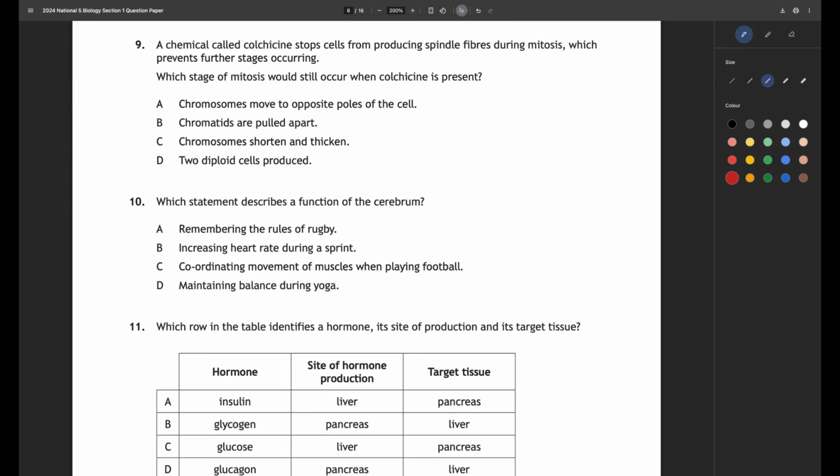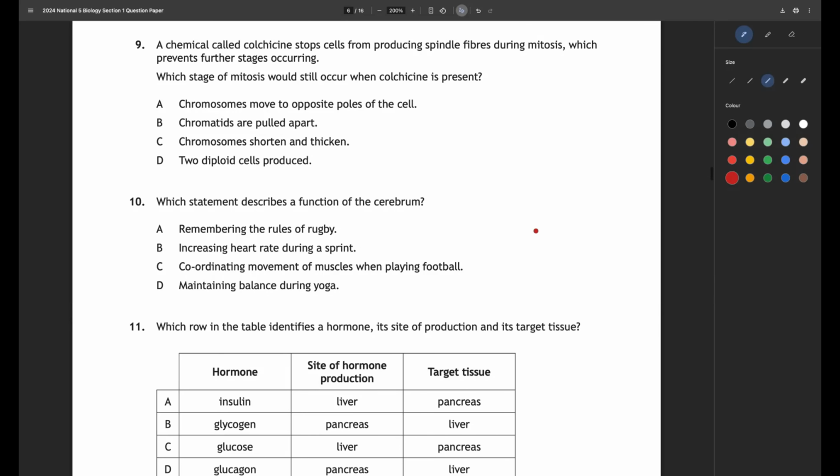2 diploid cells being produced. Do need the spindle fibers for that. So the answer is going to be C, the chromosomes shortening and thickening for this one. Okay. So which stage of mitosis would still occur even when it's present? The chromosomes shortening and thickening. Everything else that happens after that will not be able to happen because the spindle fibers are needed for the very next stage, which is to move those chromosomes from the equator to the opposite poles of the cell.